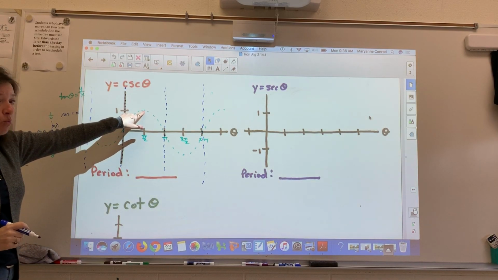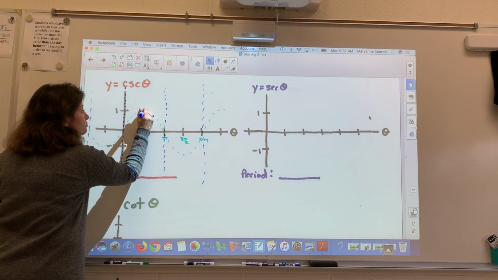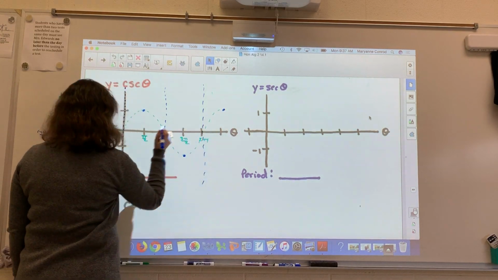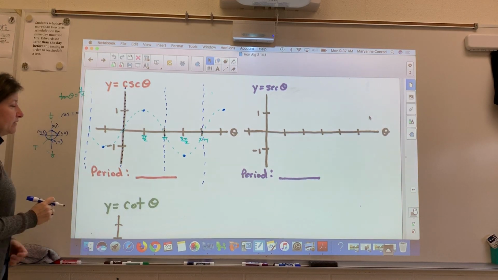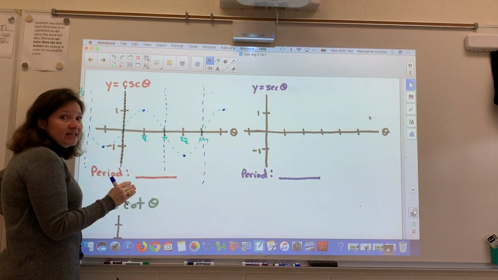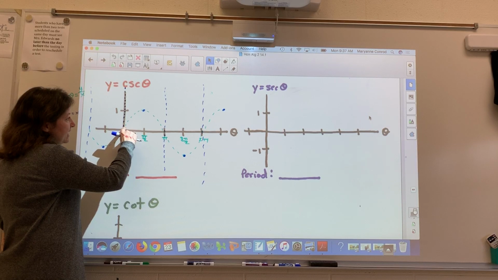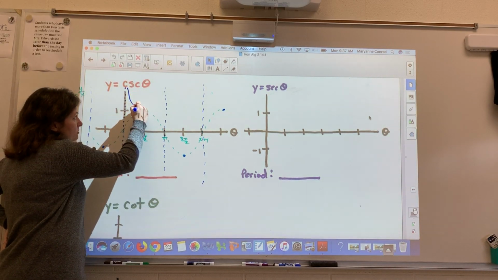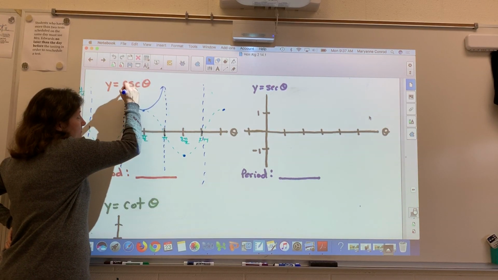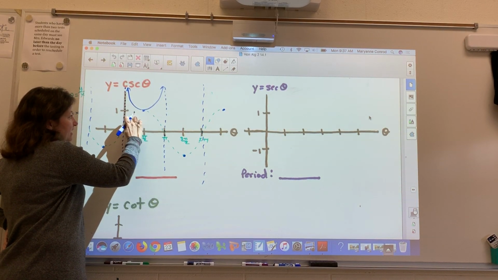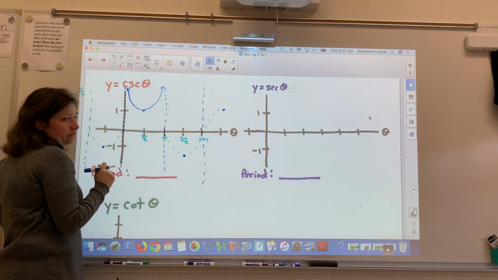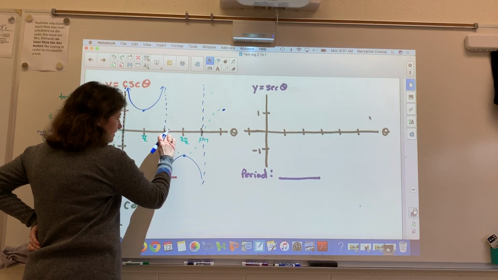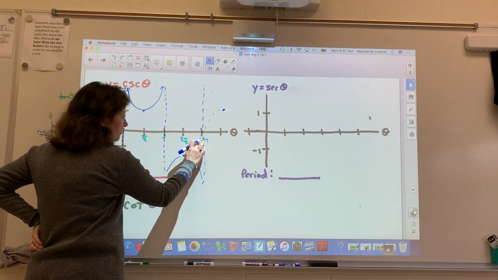Other things that are easy are the ones. What's the reciprocal of 1? It's still 1. So cosecant will have 1. Cosecant will have -1. Cosecant will have 1. Cosecant will have -1. And then, to finish the cosecant curve, all you have to do is take each of these hills and flip them. So the cosecant curve becomes this. And then I can erase the sine curve.